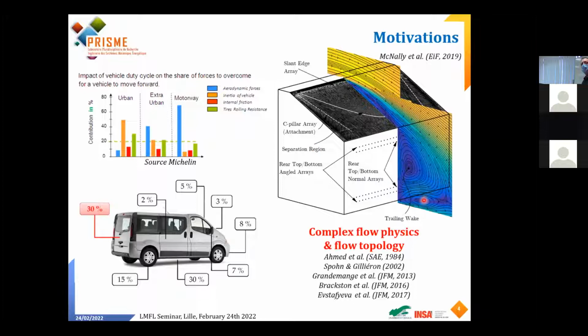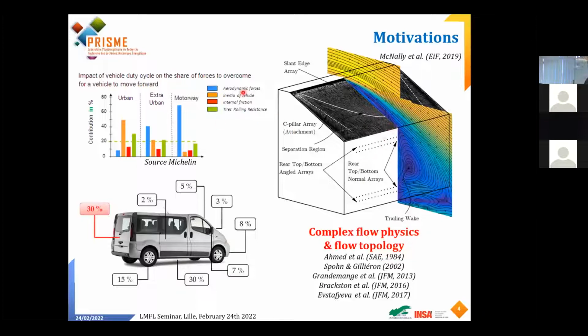For example, here where we have the separation at the base, but also separation and reattachment points, for this typical example. And with the release of lateral vortices, tip vortices type things. So the flow is very complex in terms of physics and topology.